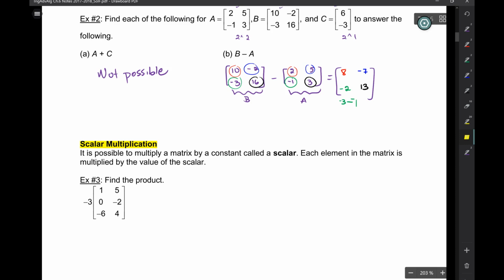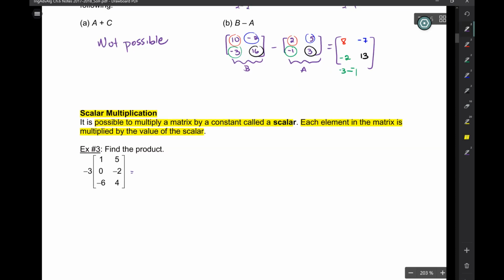Now, scalar multiplication. A scalar is just a constant, a number that is not in a matrix. It's just an outside random number. You can multiply a matrix by a constant. In this case, each element is just multiplied by the value of the scalar. So here, if you want to find the product, you just multiply every single term here by negative 3. So negative 3 times 1, negative 3 times 0, negative 3 times negative 6 is positive 18, negative 3 times 5 is negative 15, times negative 2 is positive 6, and then negative 12.